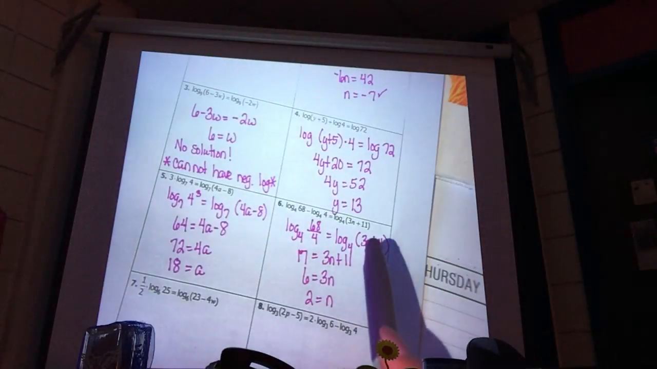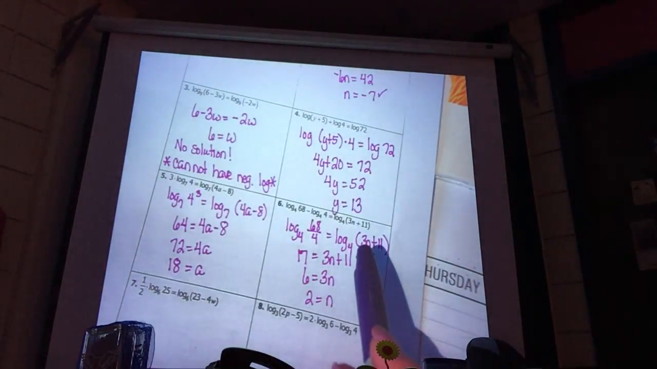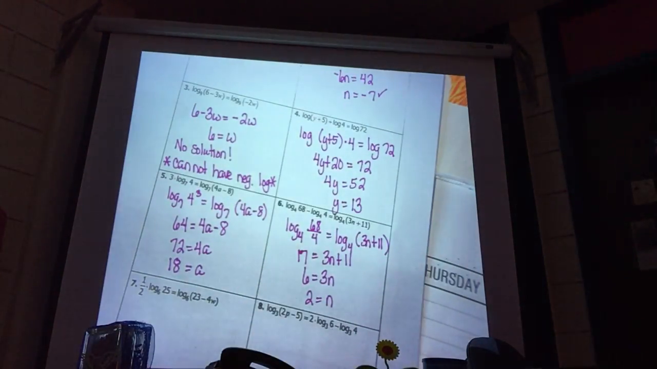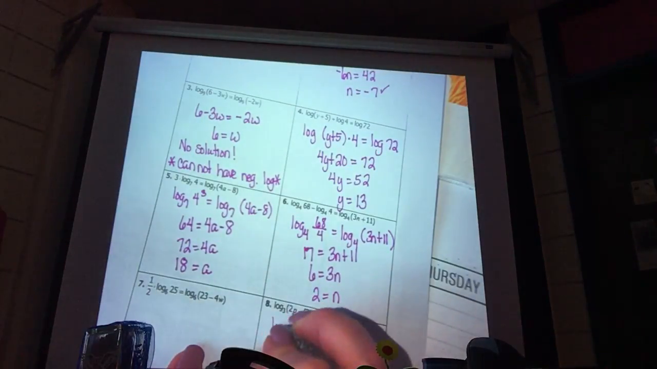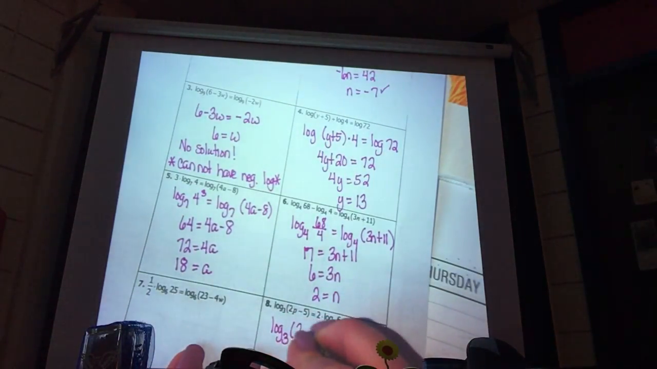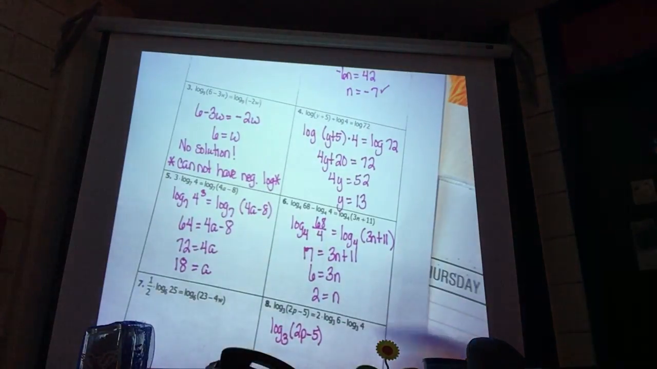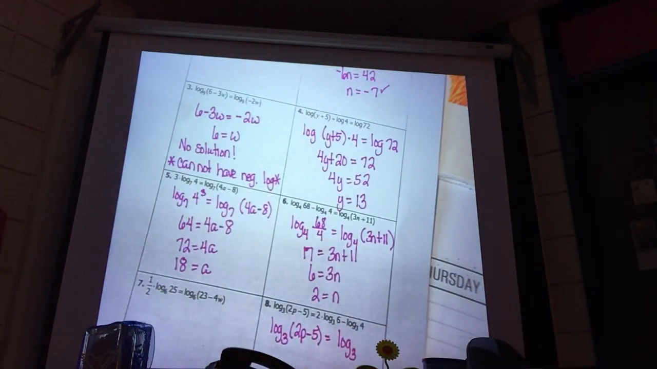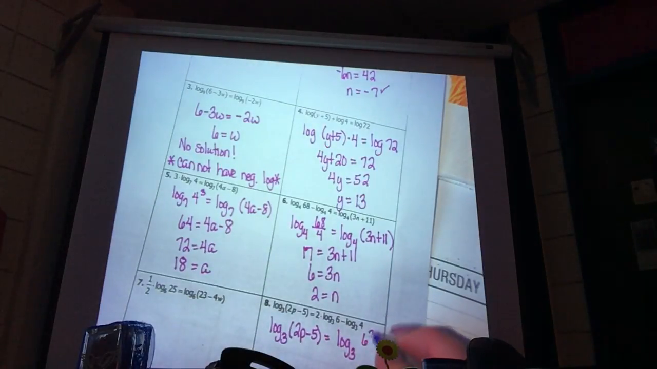All right, let's look at number 8. Let's write this as our condensing first. So on the left, I have log base 3 of 2p subtract 5. And on the right, I have log base 3. What does this 2 right here do? It's my exponent. So I have 6 squared, and what about the negative or subtract log base 3 of 4? That means I divide.